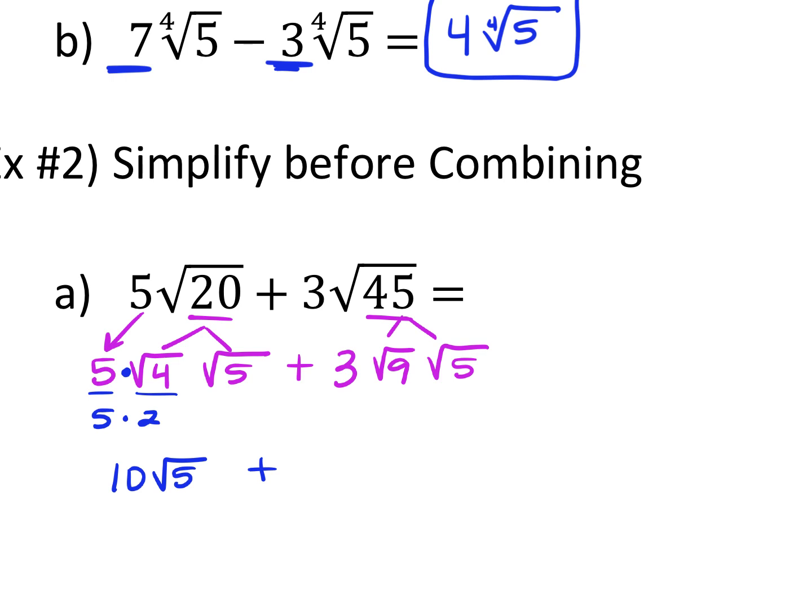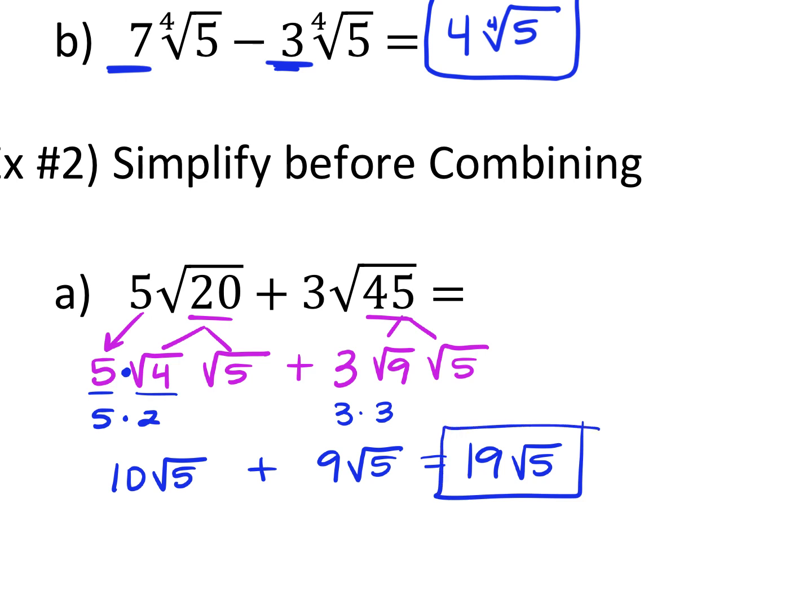This is 3. So it's 3 times 3. Sorry, that's not division. I don't want you thinking I'm dividing that. This is 3 times 3. Remember, we are multiplying when there is a number next to a radical. Don't add those together. This is not 6 rad 5, it's 9 rad 5. So just make sure you are multiplying there. You get 9 rad 5. So now it's a very simple problem. 10 rad 5 plus 9 rad 5 equals 19 rad 5.